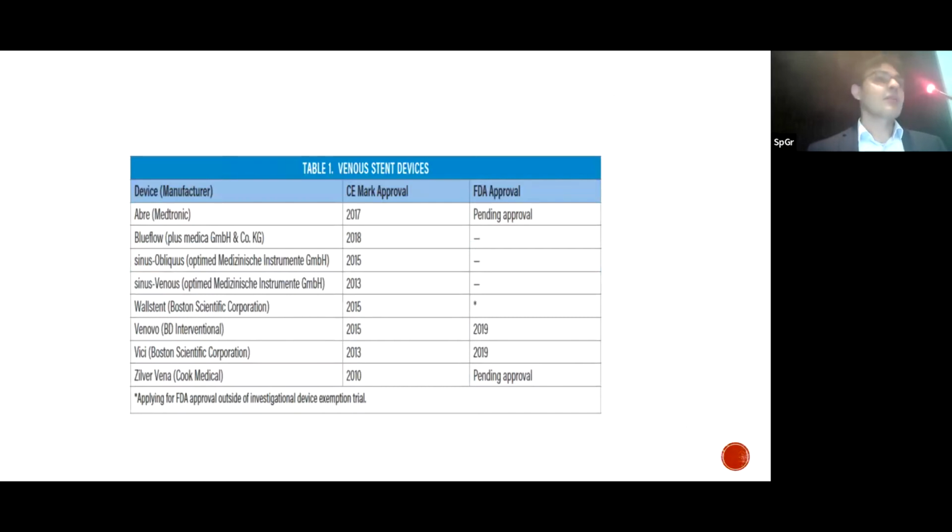Now, when I started this back in 2014 and 15, we did not have any FDA approved stent. I used to do a lot of Wallstent. Now we have Boston Scientific, which had an approved stent, and Venovo is Bard's stent. Medtronic's Abre stent also got recently approved by FDA. So now we have 3 or 4 FDA approved stents for this condition. This is now one of those common procedures in the US.